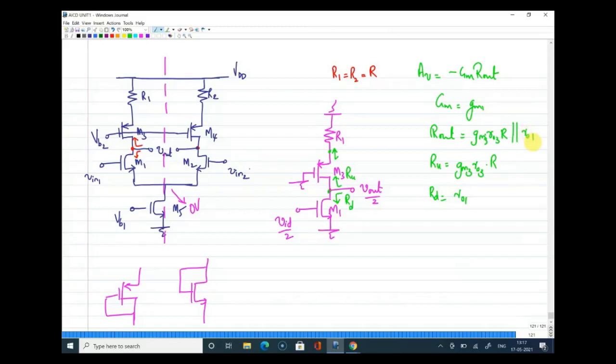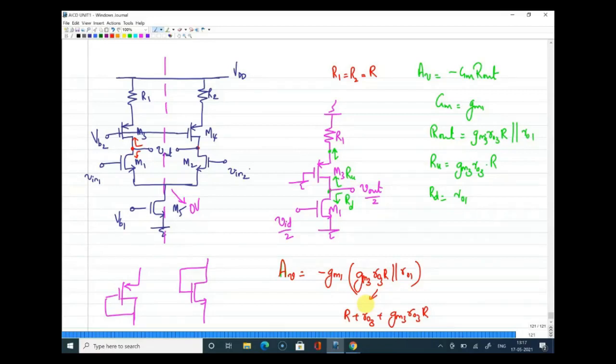So your voltage gain can be written as Av. Av can now be written as minus gm1 into, or you can just write the magnitude, gm1 into gm3 ro3 R parallel to ro1. Now, when I write it as gm3 ro3 R, it is understood that the exact impedance is R plus ro3 plus gm3 ro3 into R. This is the approximate. This is understood, but still for rapid simplification, we will directly write the expression in this form.